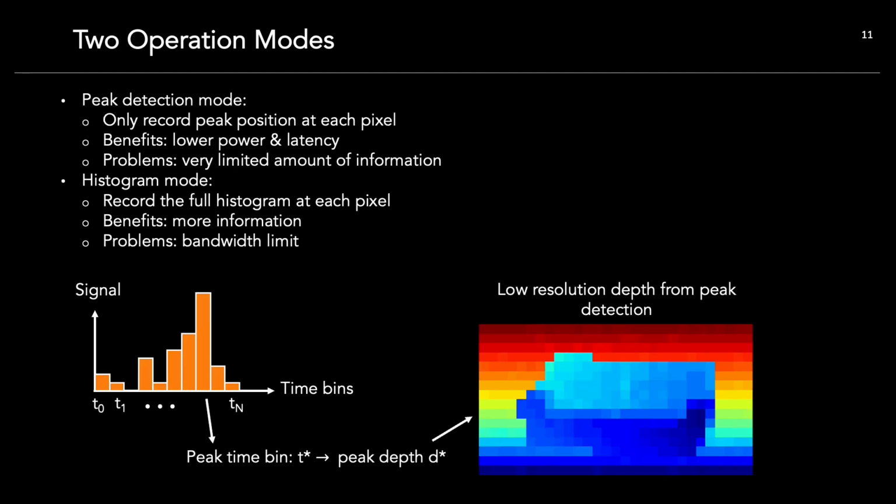The DToF sensor can operate in two modes. In the peak detection mode, only the depth value that has the strongest signal is picked out to represent the whole scene patch. In the histogram mode, the post-processing algorithm has access to the full histogram that contains more information. However, this also poses challenges on the computational cost.